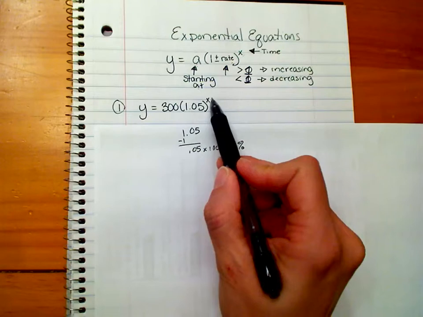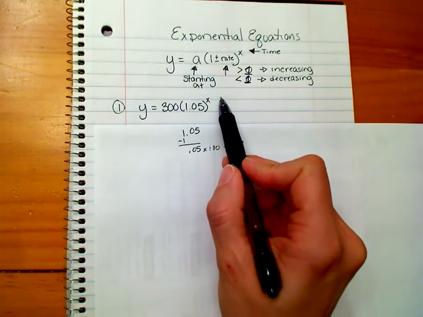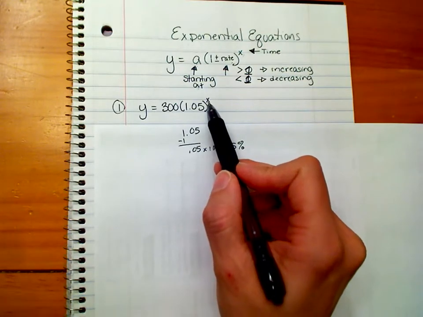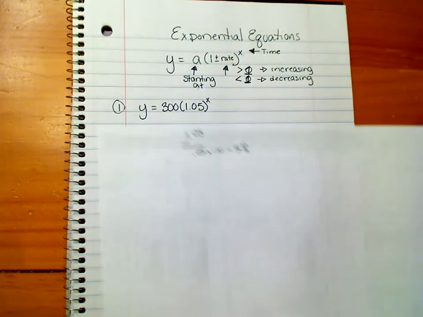And it could be every month that I get interest. It could be every year. This will change. The time period will change, but it always represents time. So let's look at a few more.